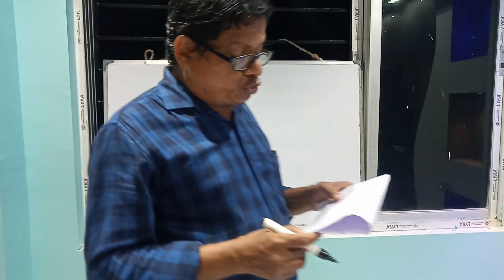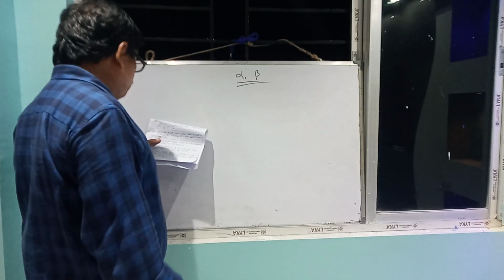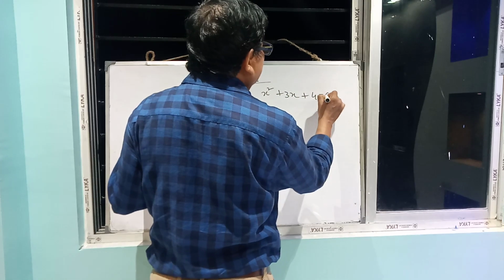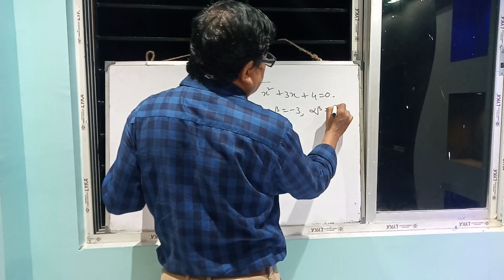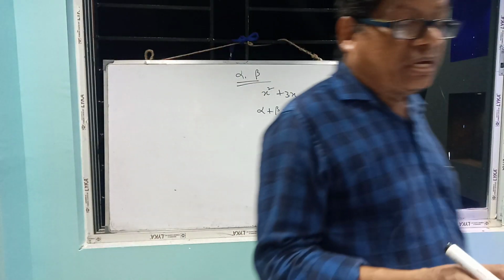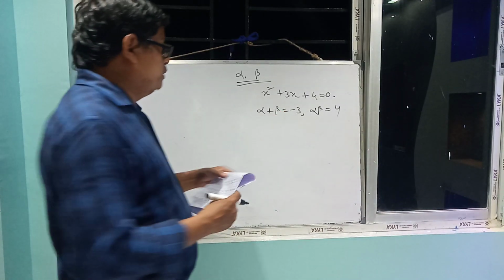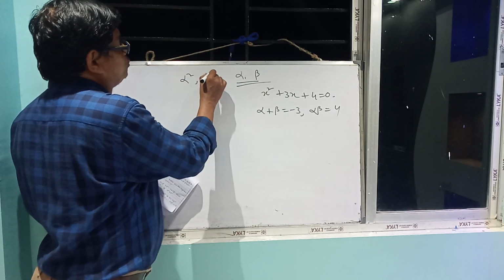Find the equation whose roots are the squares of the roots of x square plus 3x plus 4. Suppose the roots of this equation are alpha and beta, that is, x square plus 3x plus 4 equal to 0. So alpha plus beta is minus 3 and alpha beta is 4. Find the equation whose roots are the squares of the roots of this equation. So the required equation has roots alpha square and beta square.